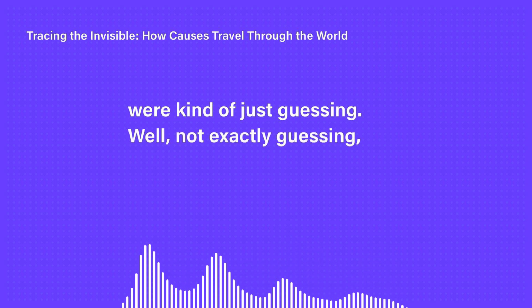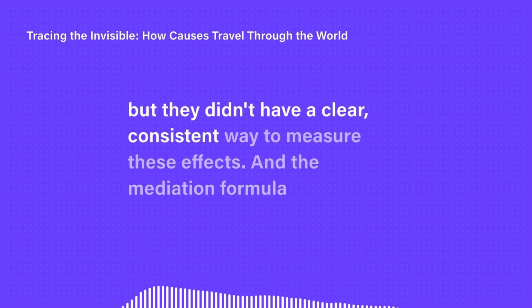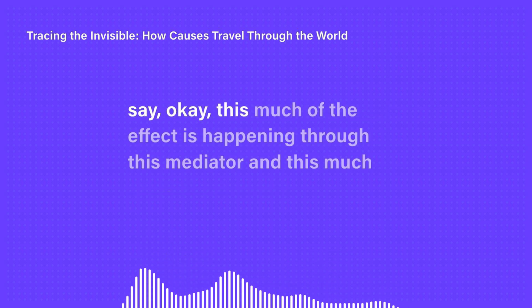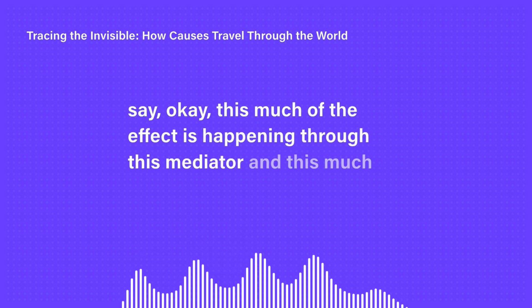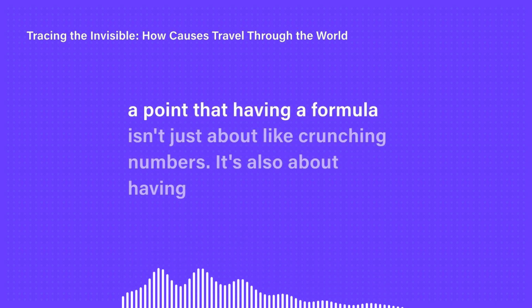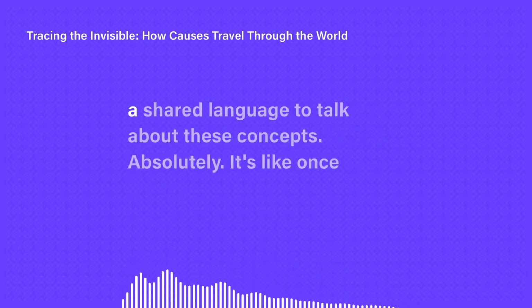Well, not exactly guessing, but they didn't have a clear, consistent way to measure these effects. And the mediation formula really changed that. It allowed them to say, okay, this much of the effect is happening through this mediator and this much is happening directly. And the book makes a point that having a formula isn't just about crunching numbers. It's also about having a shared language to talk about these concepts.